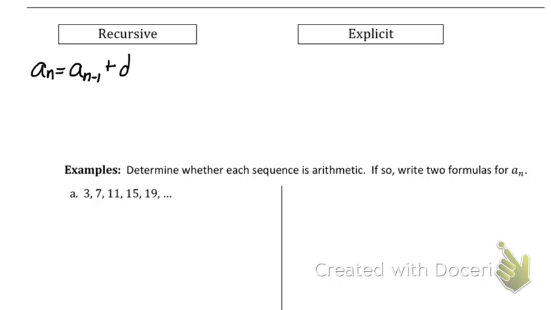All right, explicit. Our explicit has two possible forms. Our first one is going to be a sub n equals our very first value, or a sub 1, plus our common difference times n minus 1.